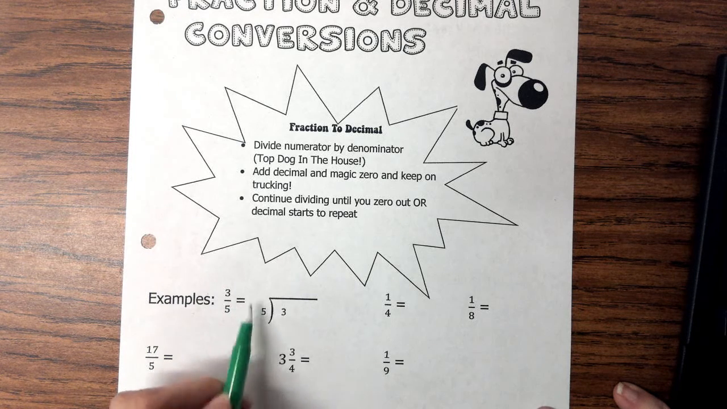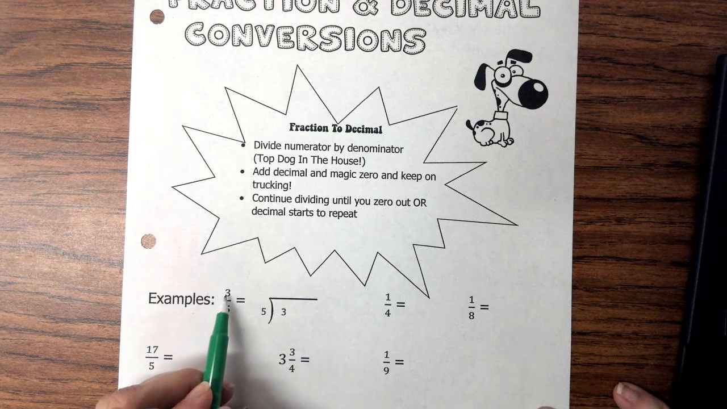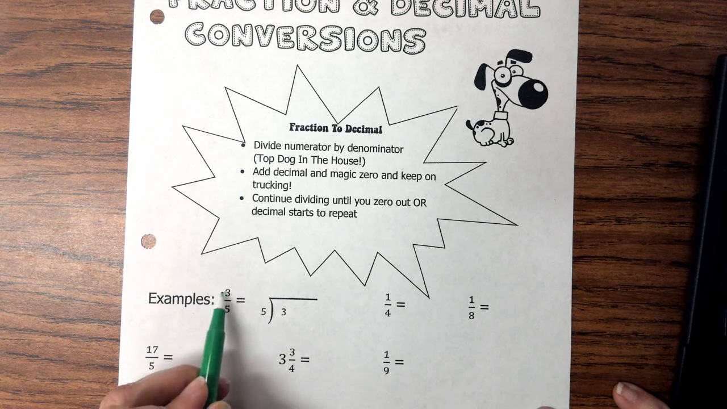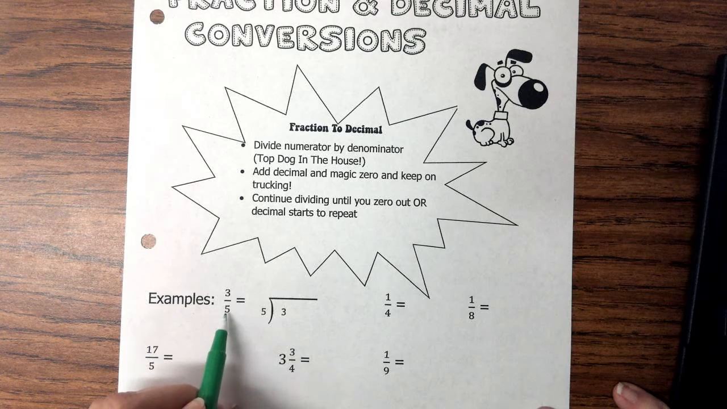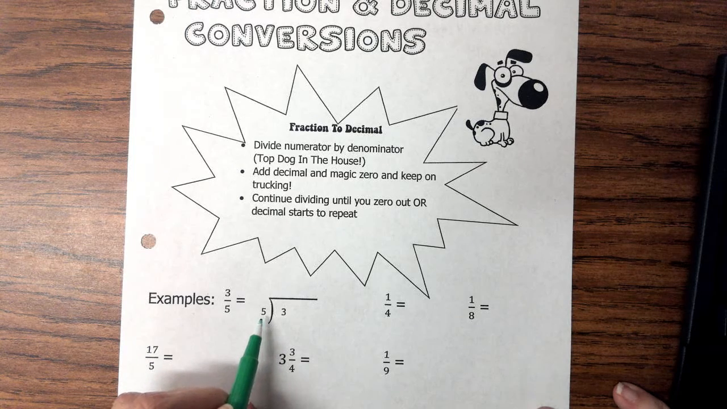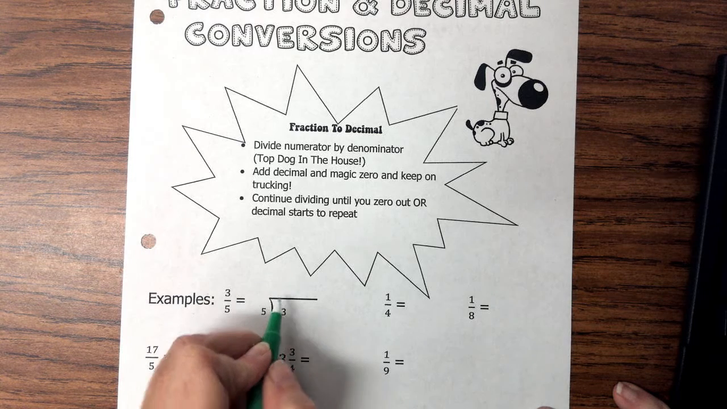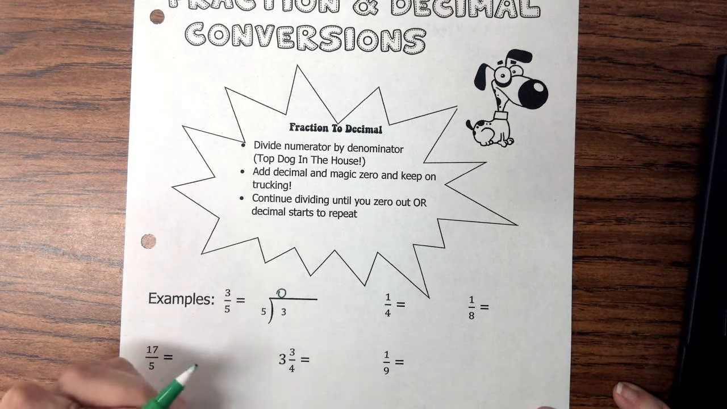So if you look here as the example's already started for you, you'll notice that the numerator, we call that the top dog, is in the house, and the denominator is left outside. So top dog goes in the house, denominator stays outside. So then we're going to go, well, we can't do 5 into 3. That will only go in there 0 times.